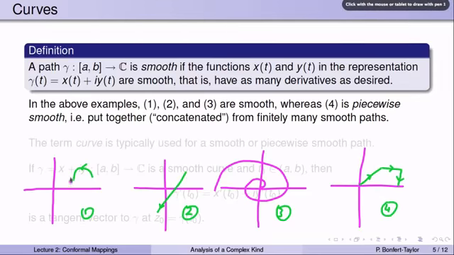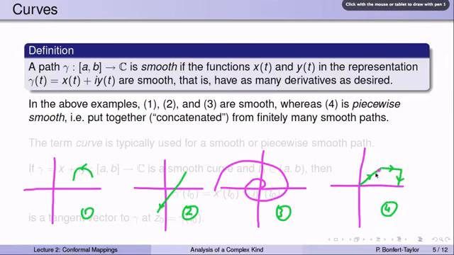So in these examples, this first one is nice and smooth. You could have found the derivatives, in fact, of x of t and y of t. The next one is just as nice and smooth. This one is just as nice and smooth. But this one has some corners, and the derivatives, these functions x of t and y of t, would have a hard time existing at these corners. So 1, 2, and 3 are smooth, whereas 4 is called piecewise smooth, because away from the corners, everything's good, but at the corners, the derivatives don't exist.